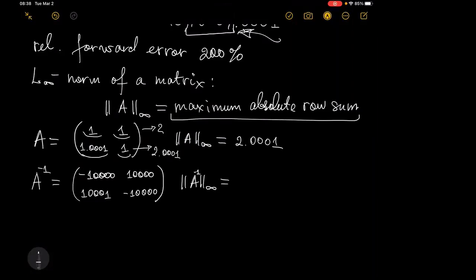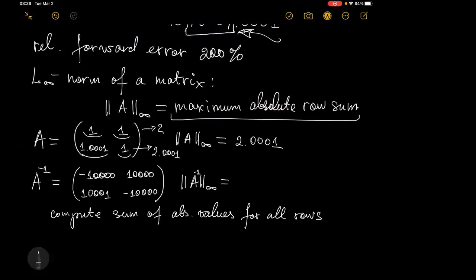Once again, you need to compute the sum of absolute values for all rows and take the maximum sum.